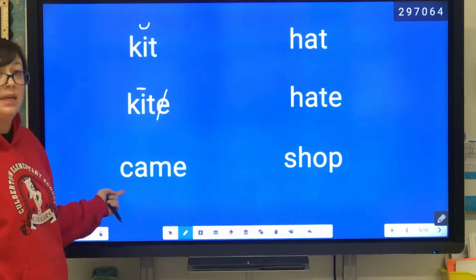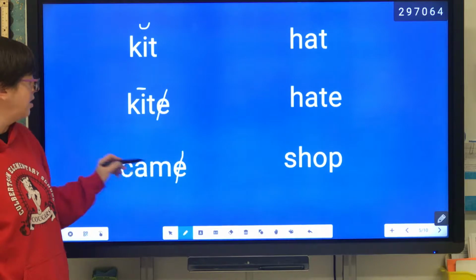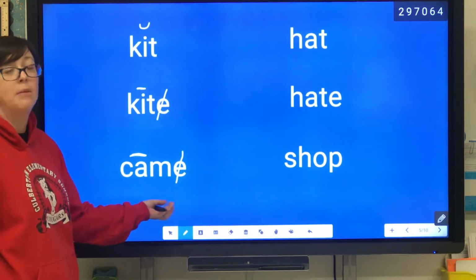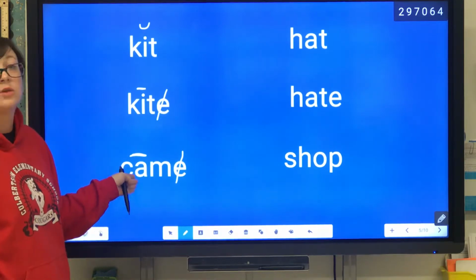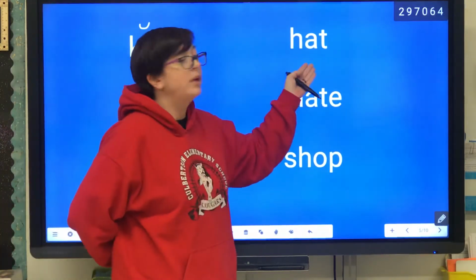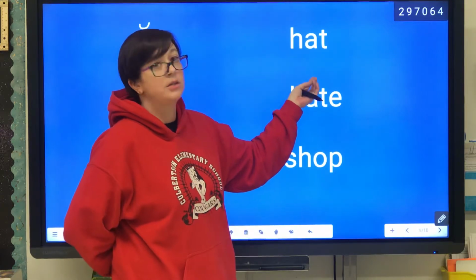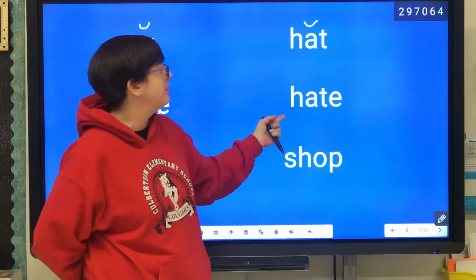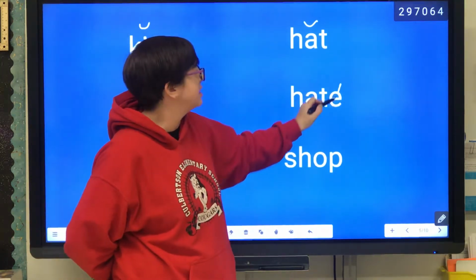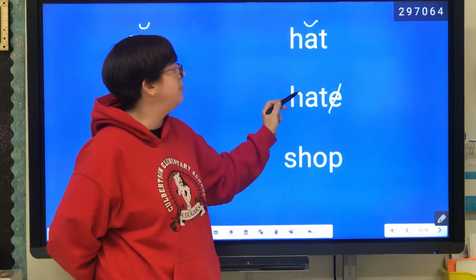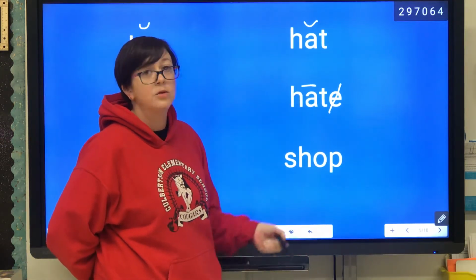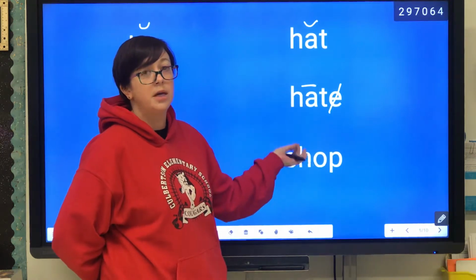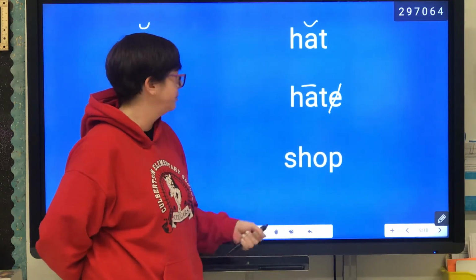Next, we have the word came. Again, you'll notice the silent E, and this is going to be a long vowel, came, k, a, m. They've got that A sound, so that's a long vowel. Over here we have hat, and that would be a short vowel because the A says a. Next we have hate, again with a silent E. Silent E usually means that we have a long vowel, so I put my macron there, and we would have hate, because the vowel says A, we know it's long.